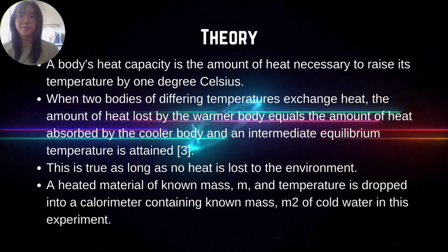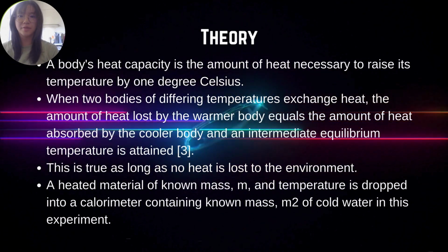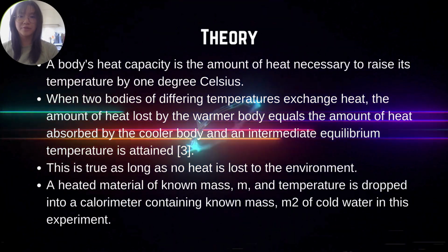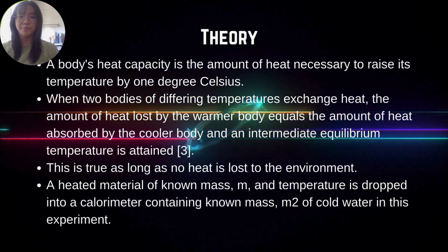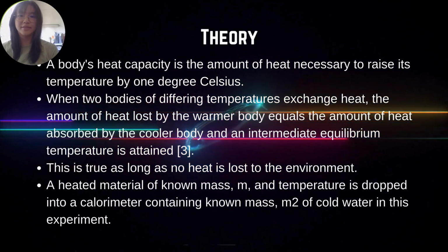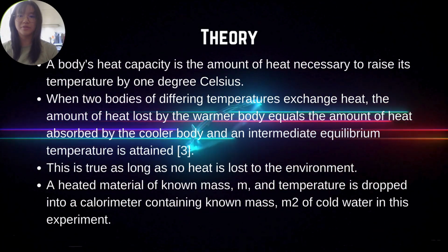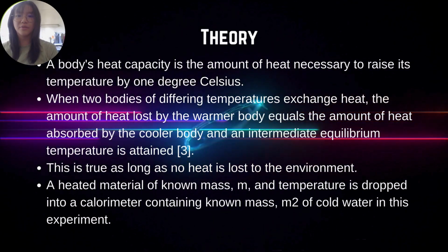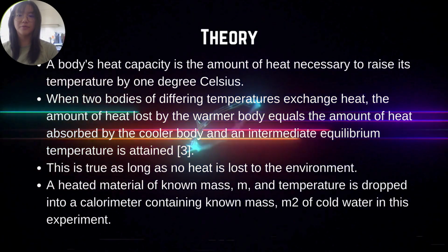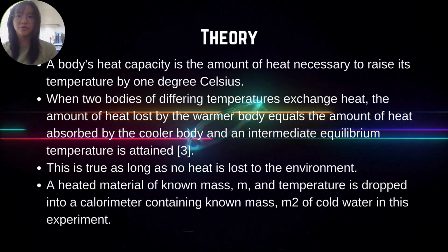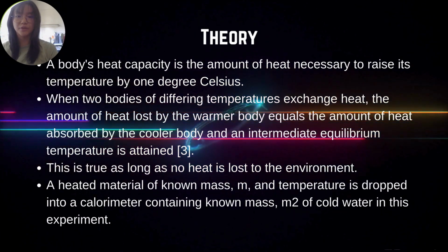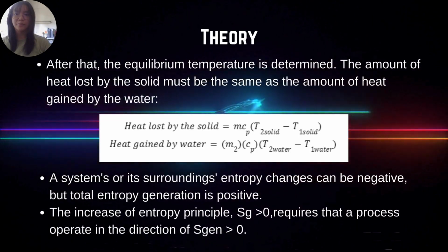A body's heat capacity is the amount of heat necessary to raise its temperature by 1 degree Celsius. When two bodies of differing temperatures exchange heat, the amount of heat lost by the warmer body equals the amount of heat absorbed by the cooler body, and an intermediate equilibrium temperature is attained. This is true as long as no heat is lost to the environment. A heated material of mass m1 and temperature T1 is dropped into a calorimeter containing mass m2 of cold water in this experiment. After that, the equilibrium temperature is determined.